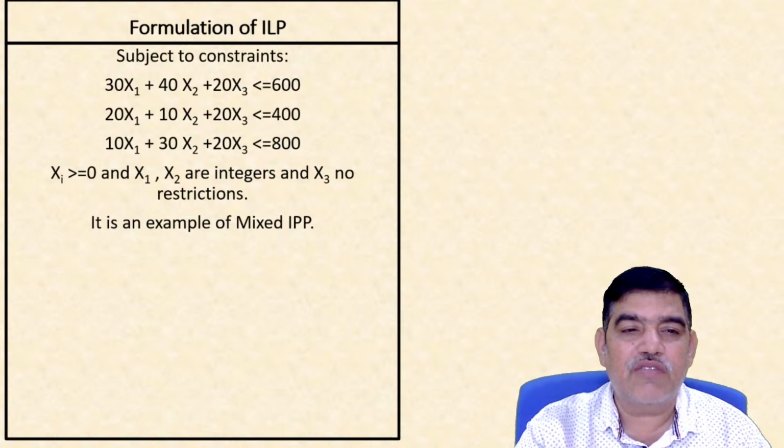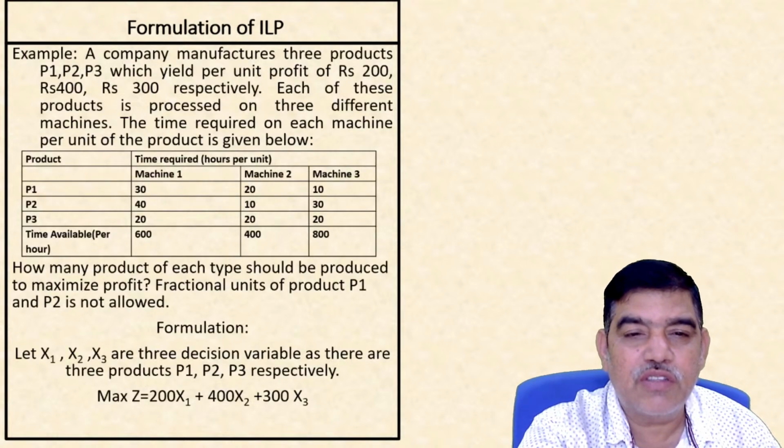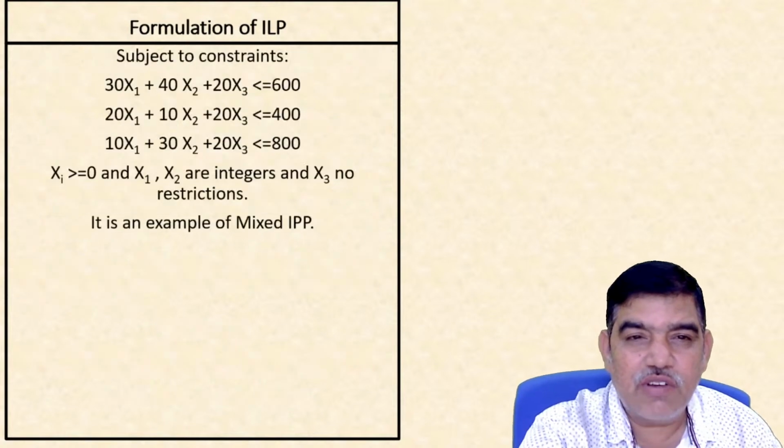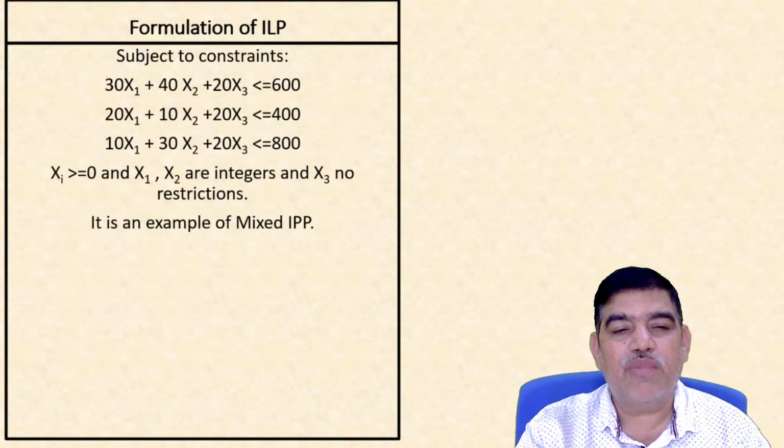Similarly, we also consider machine 3. For product 1, it takes 10, for product 2, it takes 30, for product 3, P3, it takes 20, and the time availability per hour is 800. So the third constraint equation is 10x1 + 30x2 + 20x3 ≤ 800.